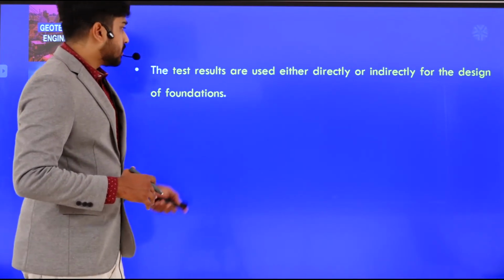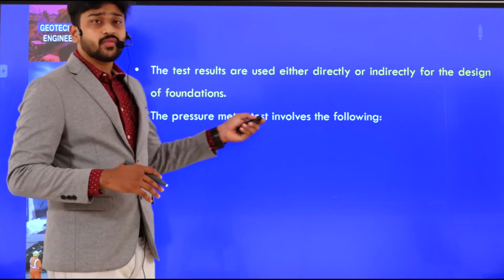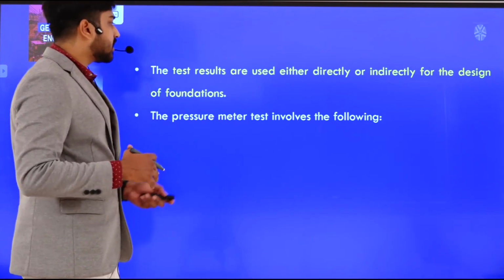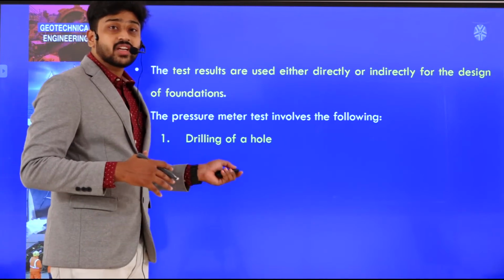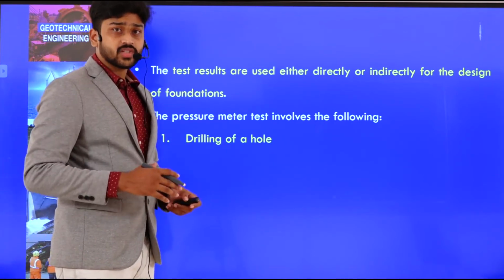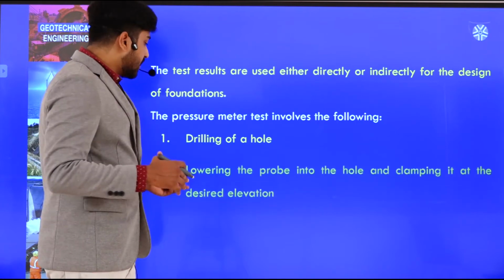Now, the pressure meter test generally involves the following. First, as I have stated, we need to drill a borehole, and then we need to lower this probe.